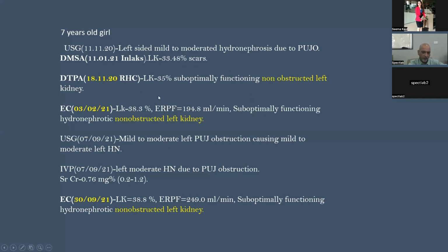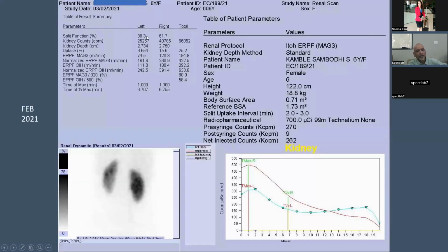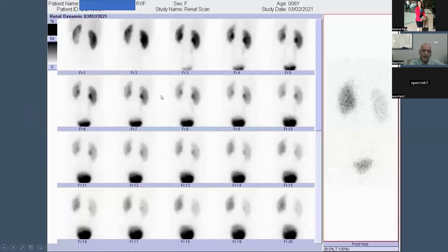It was followed up at another hospital. Again, the functional contribution was 35, 38. Both of them said that they are non-obstructed. The patient came to us, and even we repeated the scan and said, yes, it's 38% unobstructed kidney. You can see both the T half is less than 10 minutes, unobstructed.